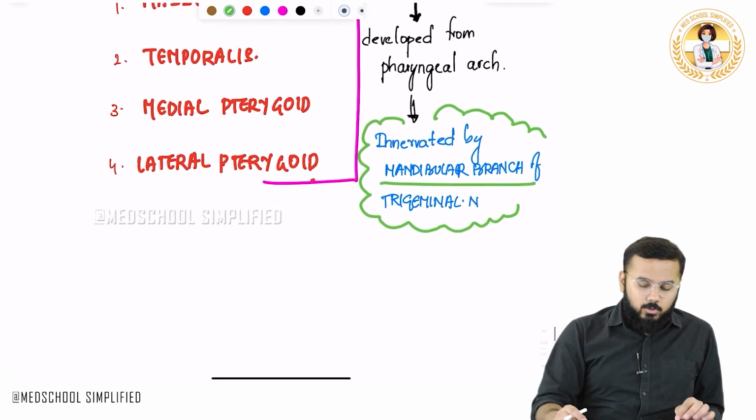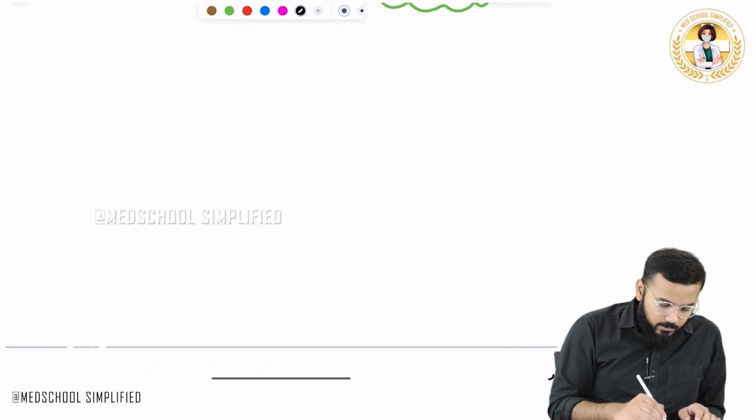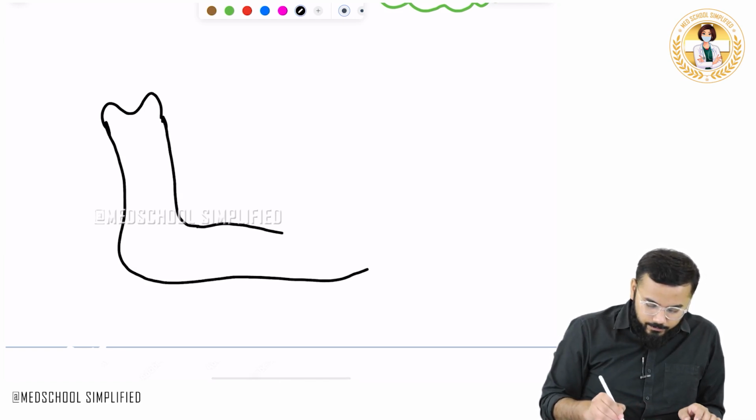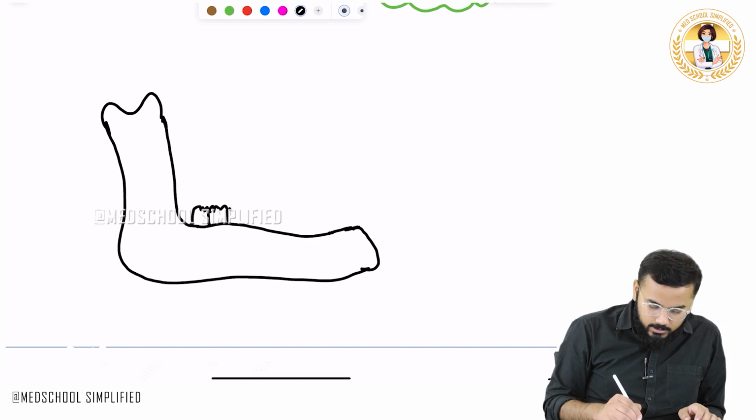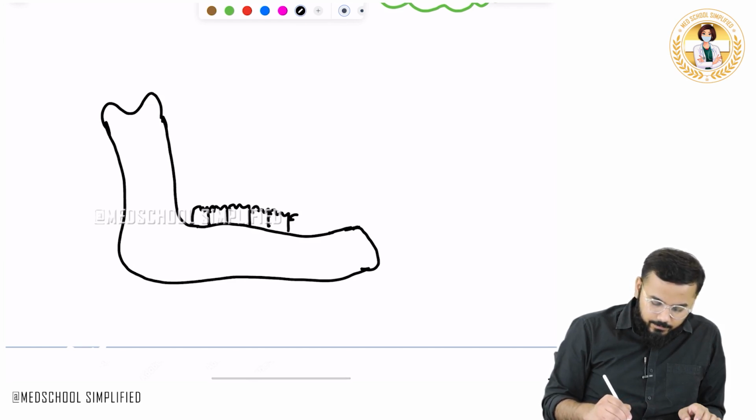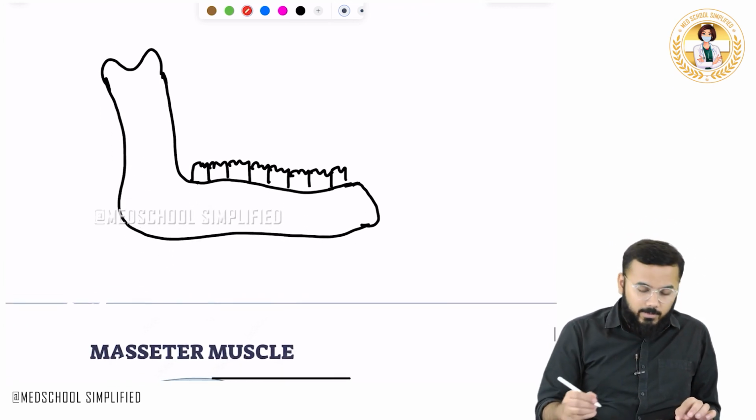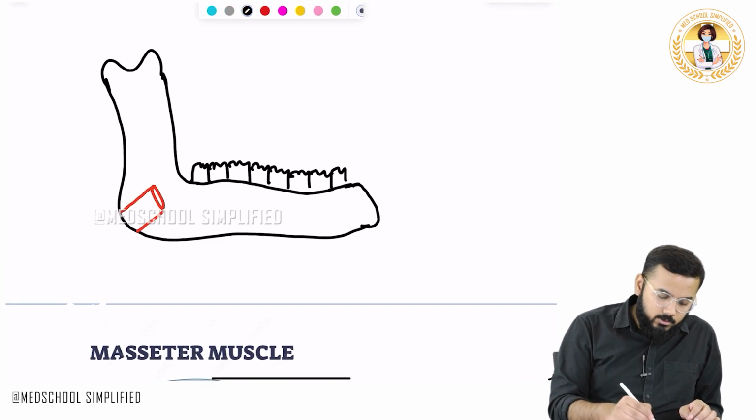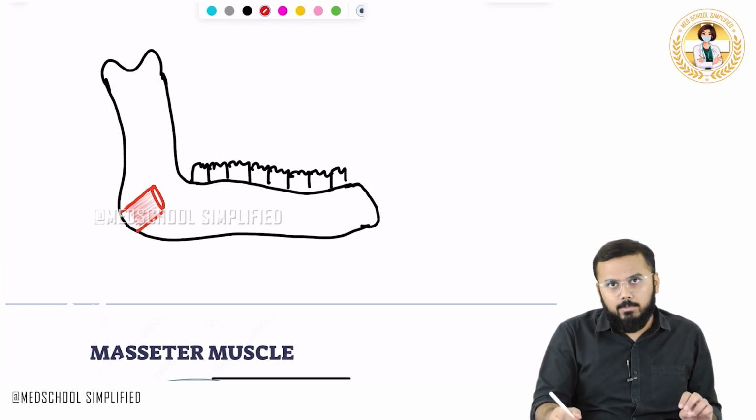Now let us see how these muscles are present on the mandible. Let us say this is the cut section of your mandible, and these are the teeth. In this picture let me draw a few muscles. One muscle is located over here like this. This muscle is called your masseter muscle.